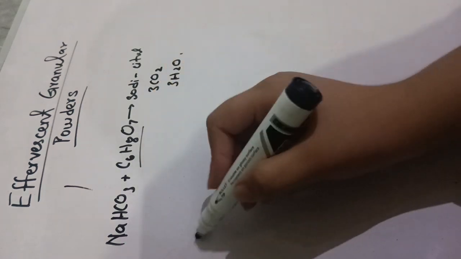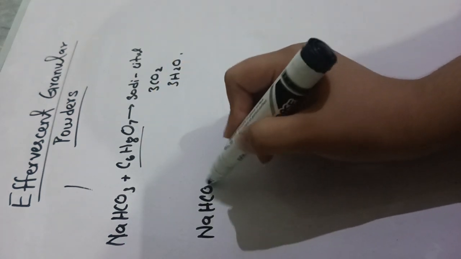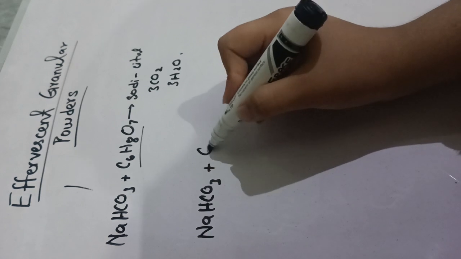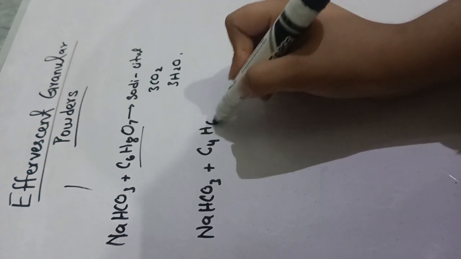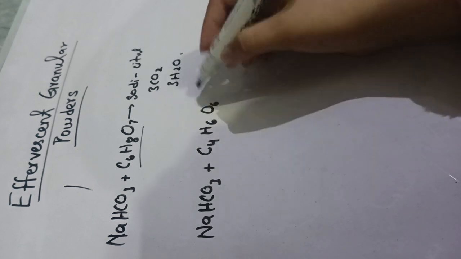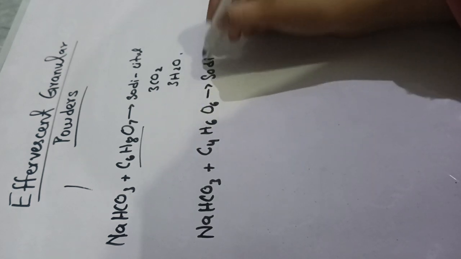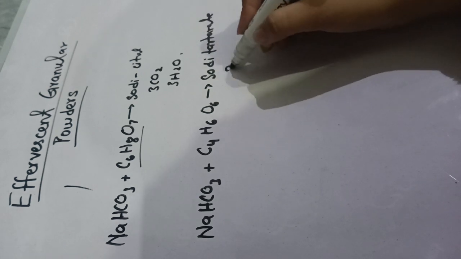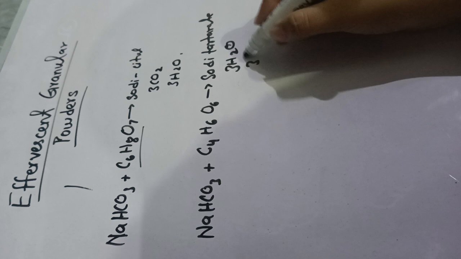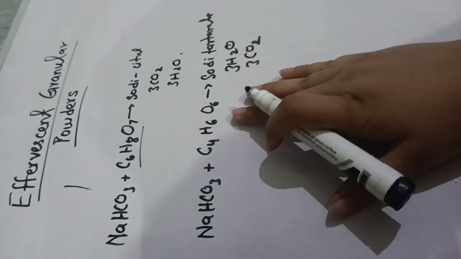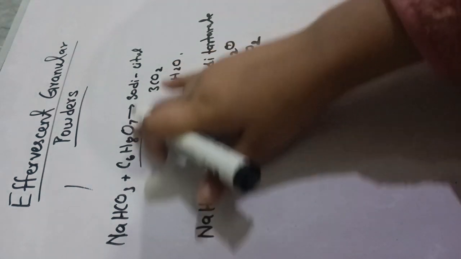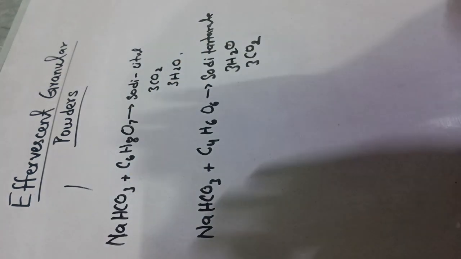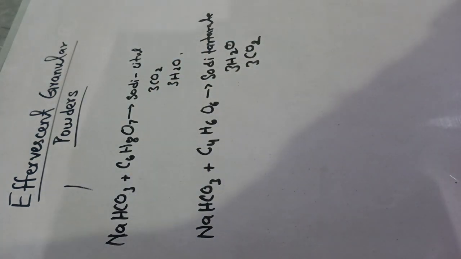Similarly, this is citric acid. Now we are going to add tartaric acid. So what is tartaric acid? Its formula is C4H6O6, okay. So it will form sodium tartrate, and release 3 molecules of water and 3 molecules of carbon dioxide. So you will remember this. If you do not remember the formulas of citric acid and tartaric acid, then you can simply write their names instead. So there will be no big problem, okay. So I hope that you have understood this.